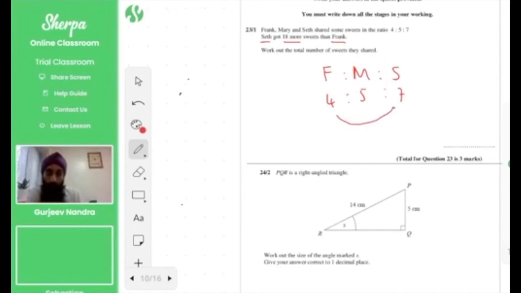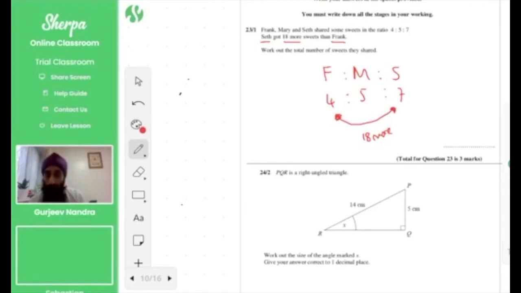Students quite often, when they see ratio in this way, just add up the numbers and then go from there. But it's very important to understand the problem before we do anything. The problem says that Seth has 18 more sweets than Frank. So the way to go about this problem is not the typical ratio way. As I mentioned earlier, it can be asked in so many different ways. It is to see that the difference between Frank and Seth is 3 parts.